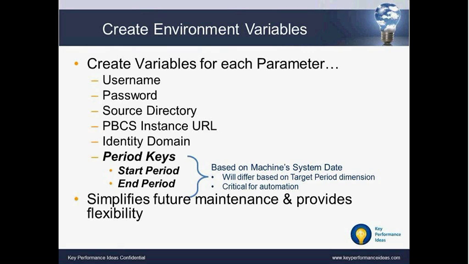So in the environment, as mentioned, you can create variables for different things. Before, you had to kind of hard code in a username and password in some of your batch scripting, but now you can create variables for all these different things, including some of the period keys for when you want that data to load. So if you're loading January data, you can automatically pick that information up.